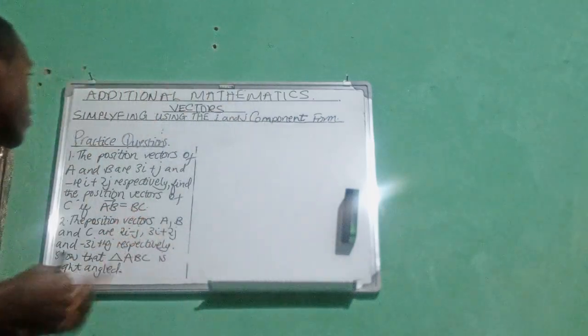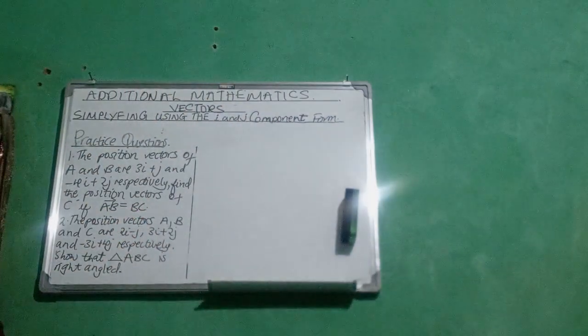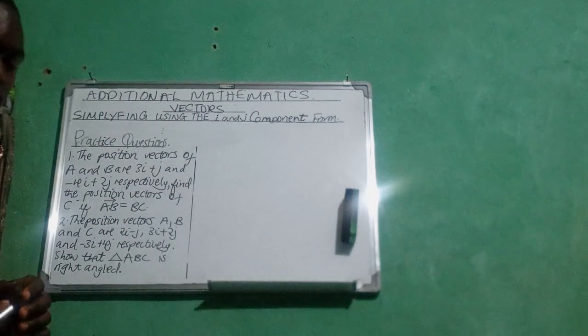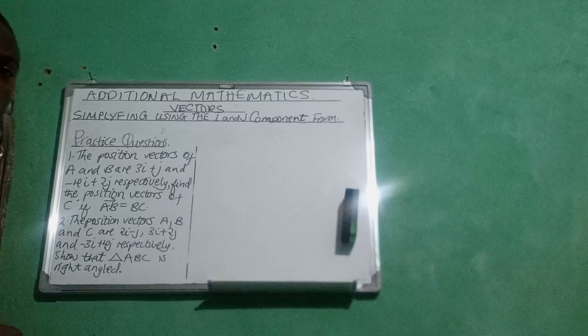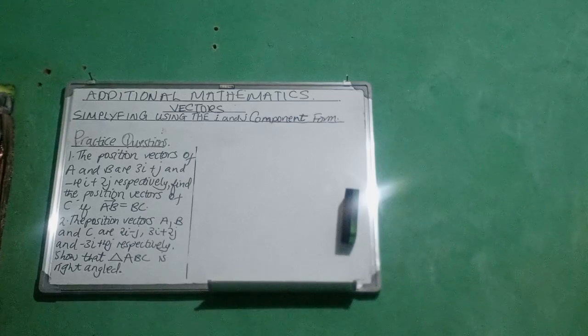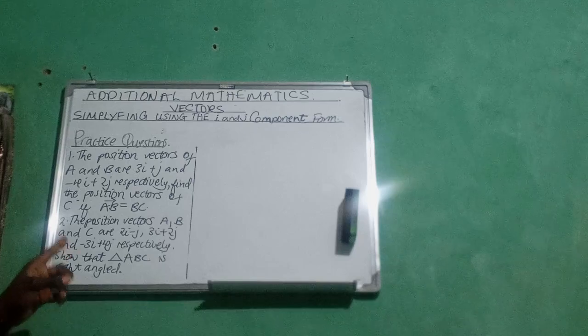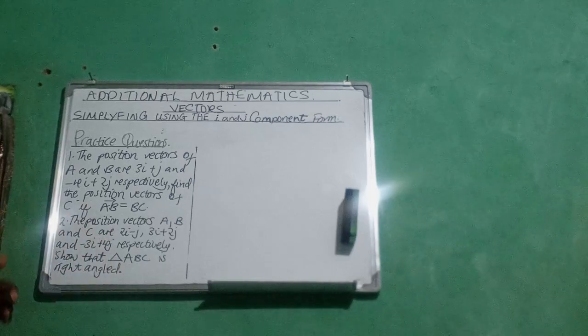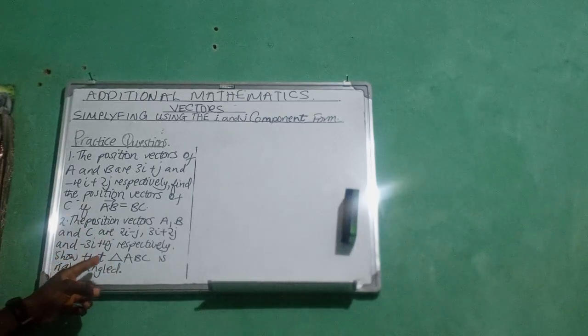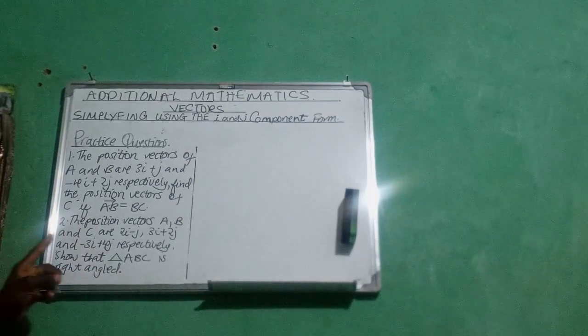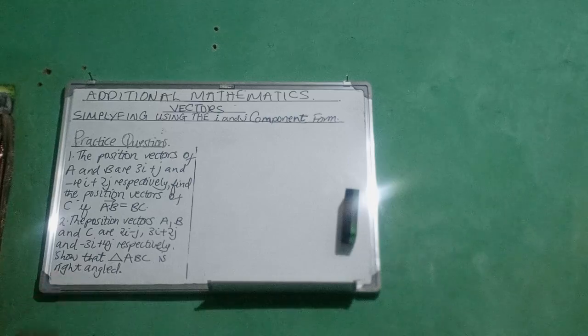Additional mathematics, vectors. This video is on answering questions using the i and j component form. The question reads: the position vectors A, B, and C are 2i minus j, 3i plus 2j, and negative 3i plus 4j respectively. Show that triangle ABC is right angled.